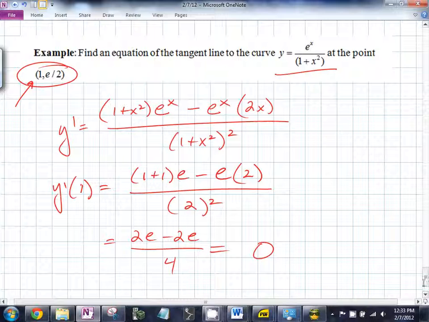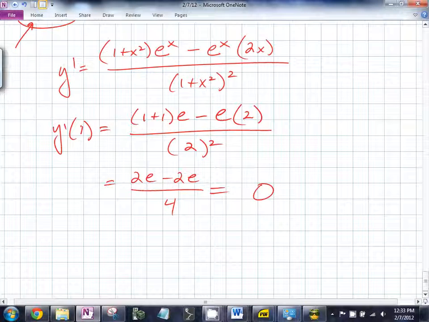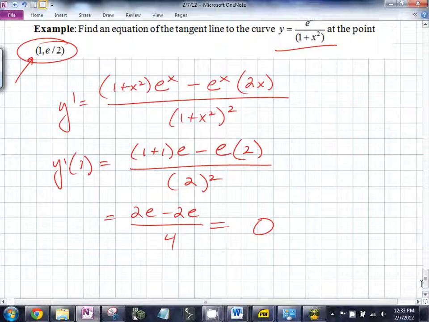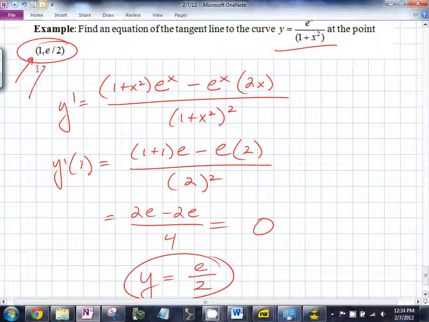So what's the slope of the line? 0. What kind of line is it therefore? So what's the equation of the line? Y equals what? 1. No. No, e over 2. Look what the thing tells you. It tells you that at 1, what's the y value? E over 2. It's a horizontal line. It's a horizontal line through that point.